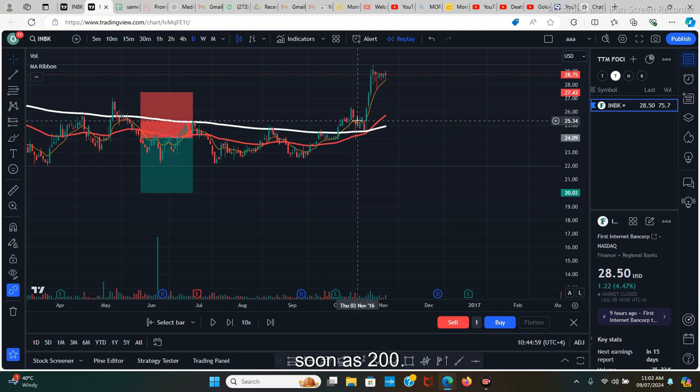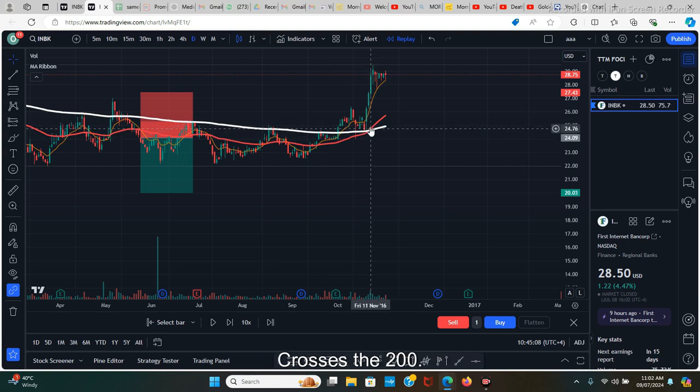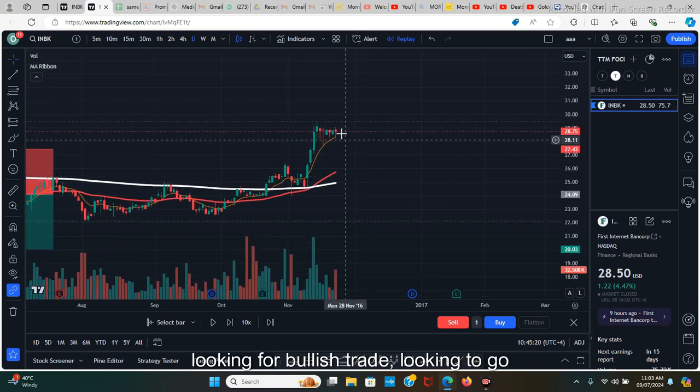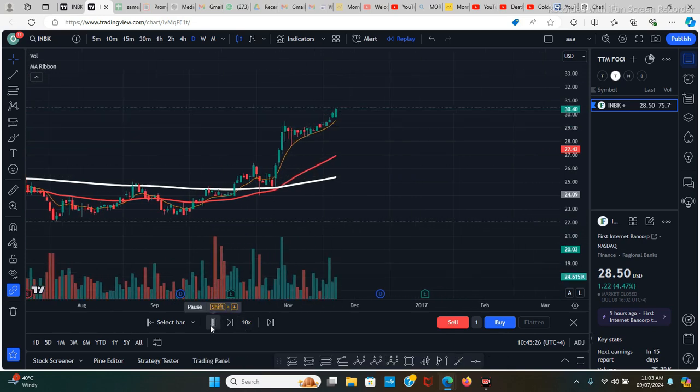As soon as the 200 period moving average was crossed, and here we first time have the golden cross where the 50 period crosses the 200, we are extremely bullish at this point. But as it's too extended far away from the 50 period, we are not going to take a trade here. We are just looking for a bullish trade, looking to go long, but we need to wait a little bit.